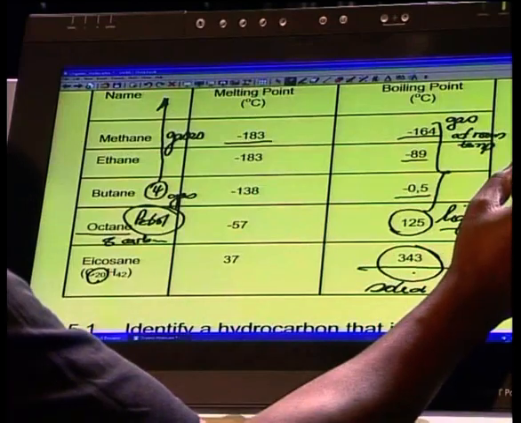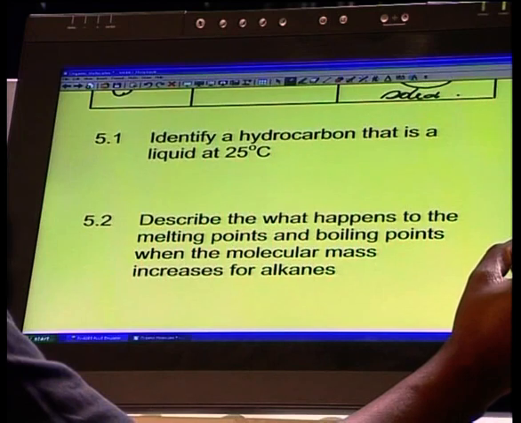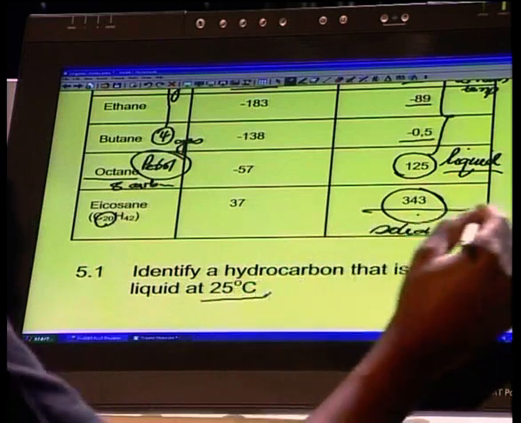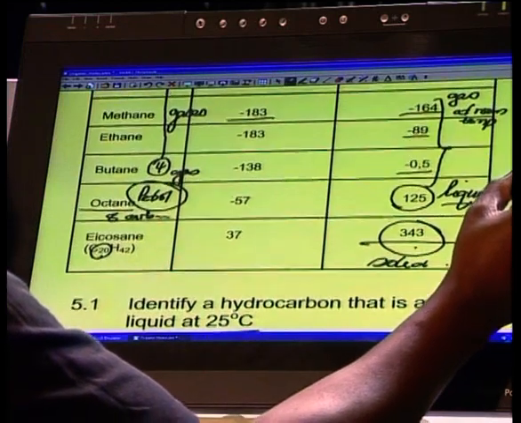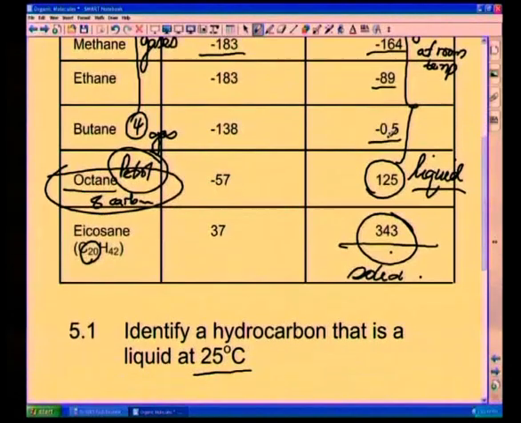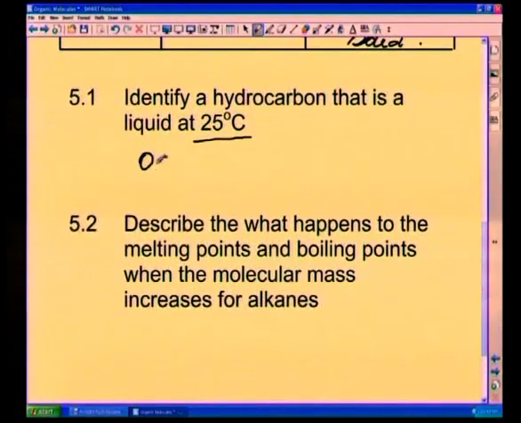Right, now let's look at the questions quickly. Identify a hydrocarbon that is a liquid at 25 degrees Celsius. Now, I told you 25 degrees Celsius is room temperature. The only one that is a liquid at room temperature here is octane. I have explained it. So octane will be a liquid. Why not the others? These ones would have boiled and become gases a long time before you reach 25 degrees Celsius. So this one will be octane.